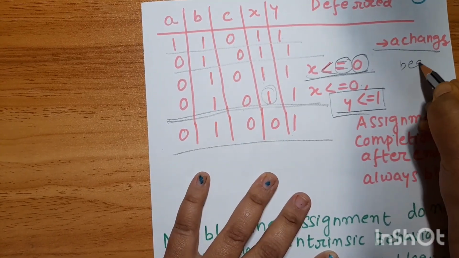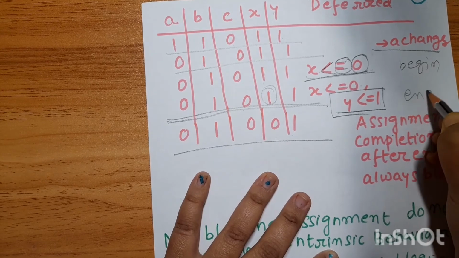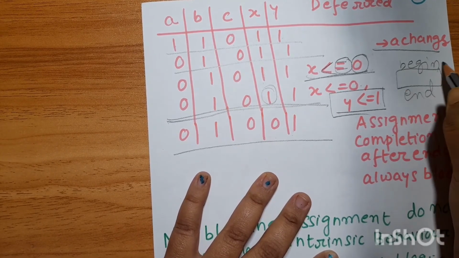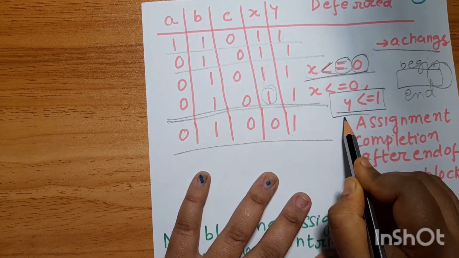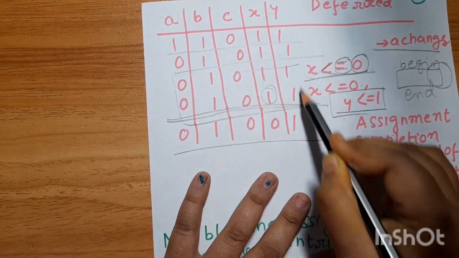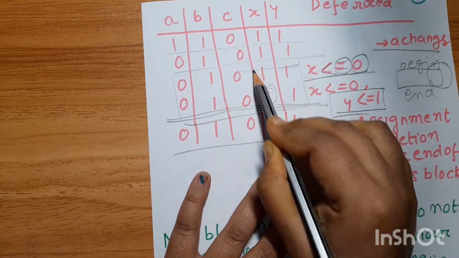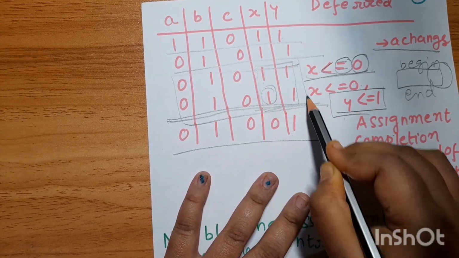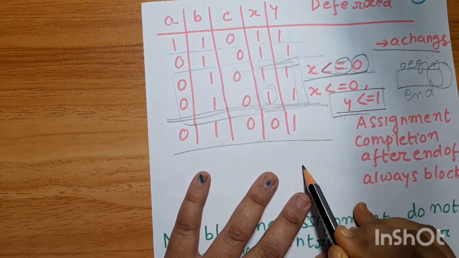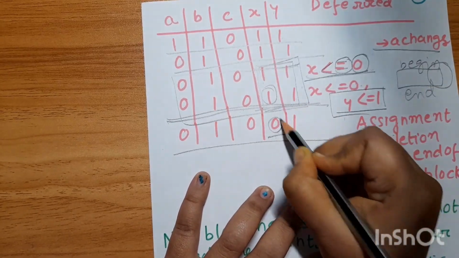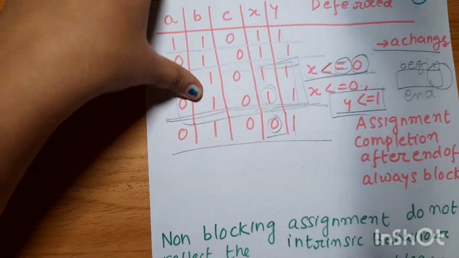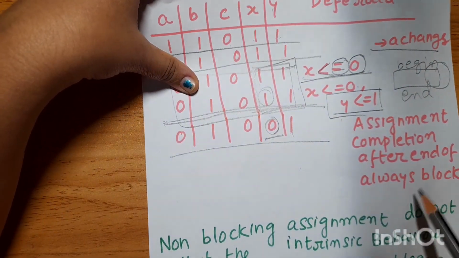Inside the begin end statement, assignment does not happen. Only the evaluation of the right hand side is happening. X and Y are not assigned. You see here X and Y are the same, both 1, 1 only. There is no change in value. Once we come out of the loop, X gets the value of 0 and Y gets the value of 1 after the always block.